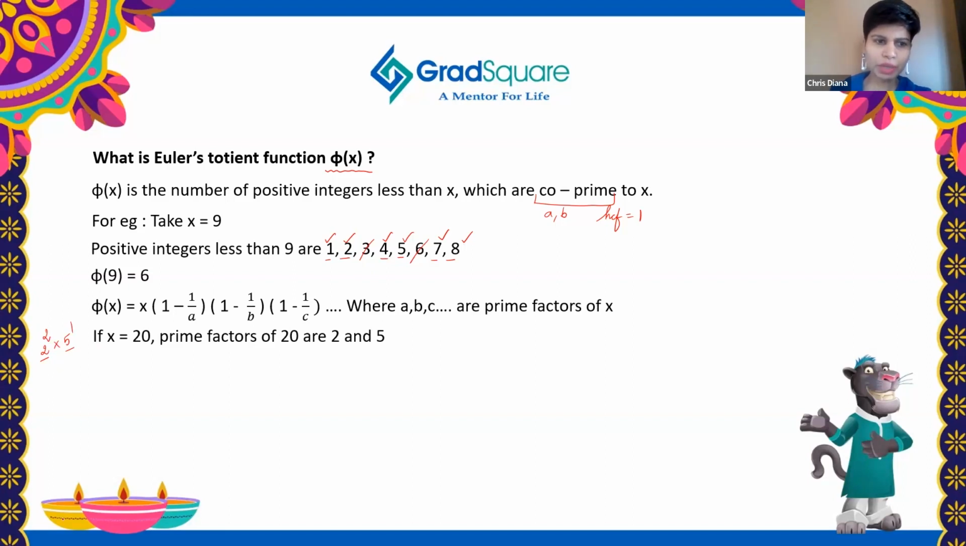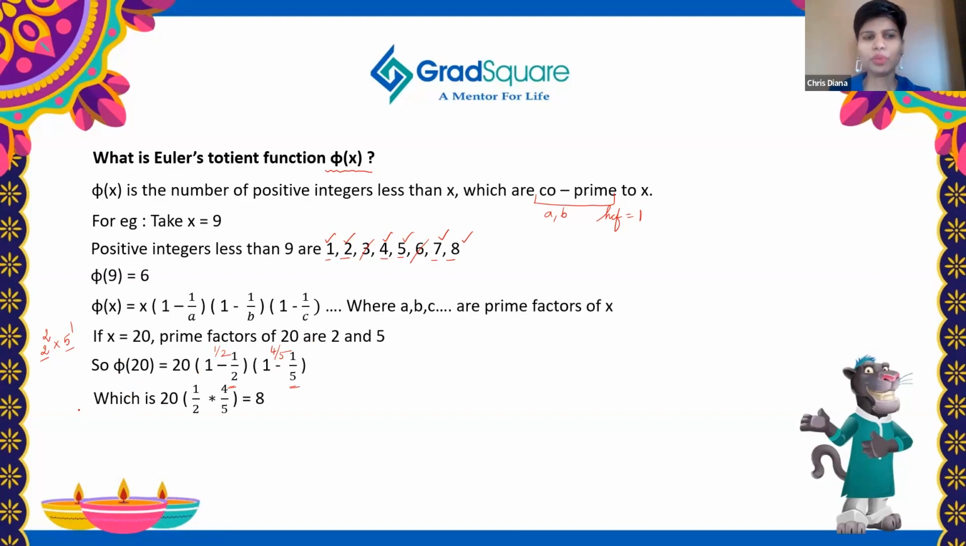Now let's try to apply it in that phi of x formula. So phi of 20 is going to be 20 into (1 minus 1 by 2) into (1 minus 1 by 5). 1 minus 1 by 2 is 1 by 2 and 1 minus 1 by 5 is 4 by 5. So 20 into 1 by 2 into 4 by 5 is going to be 8. So by this slide, we know how to calculate the Euler's totient function, or phi of a particular number, phi of x.